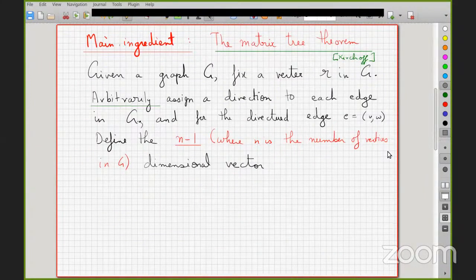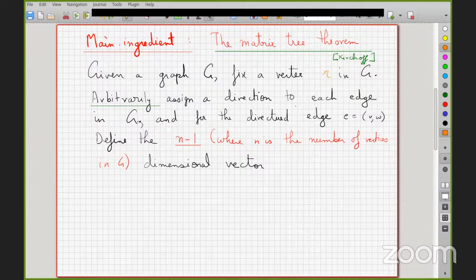This is because of the so-called matrix tree theorem, due to Kirchhoff, it's an old result. So suppose you're given some graph G and fix some vertex R in G. Now you arbitrarily assign some direction to each edge. This doesn't really matter, it's just for definiteness. We just assign some direction to each edge in an arbitrary fashion.